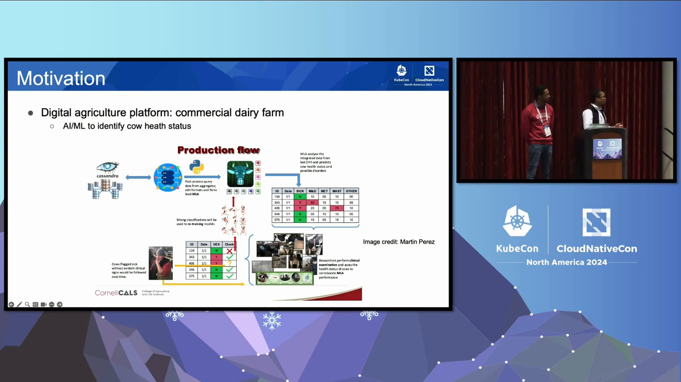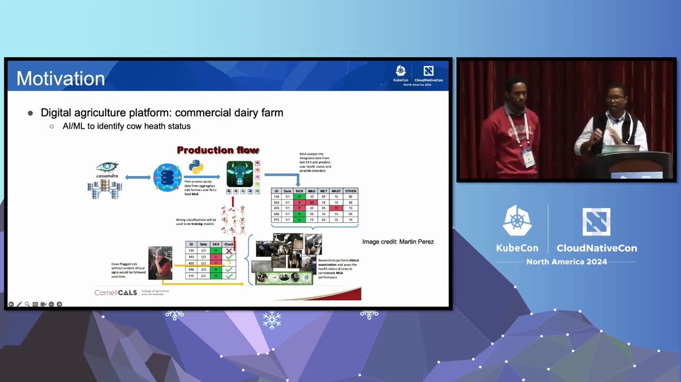The set of cows identified as sick are then manually checked by researchers, and clinical examinations are performed on them. The cows that were identified as sick but not supported by clinical examination are then closely followed over time. For the cows that were confirmed to have a wrong classification, the data is used to retrain the AI model to improve its accuracy.